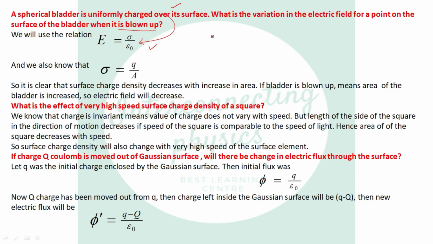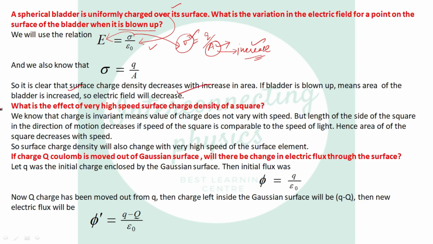Now when it is blown up, what is sigma? Sigma is Q divided by A, where A is the area of the bladder. If the bladder is blown up, the area will increase. If the area increases, the surface charge density will decrease. If the surface charge density decreases, the electric field will also decrease. So if the bladder is blown up, the area of the bladder increases, so the electric field will also decrease.